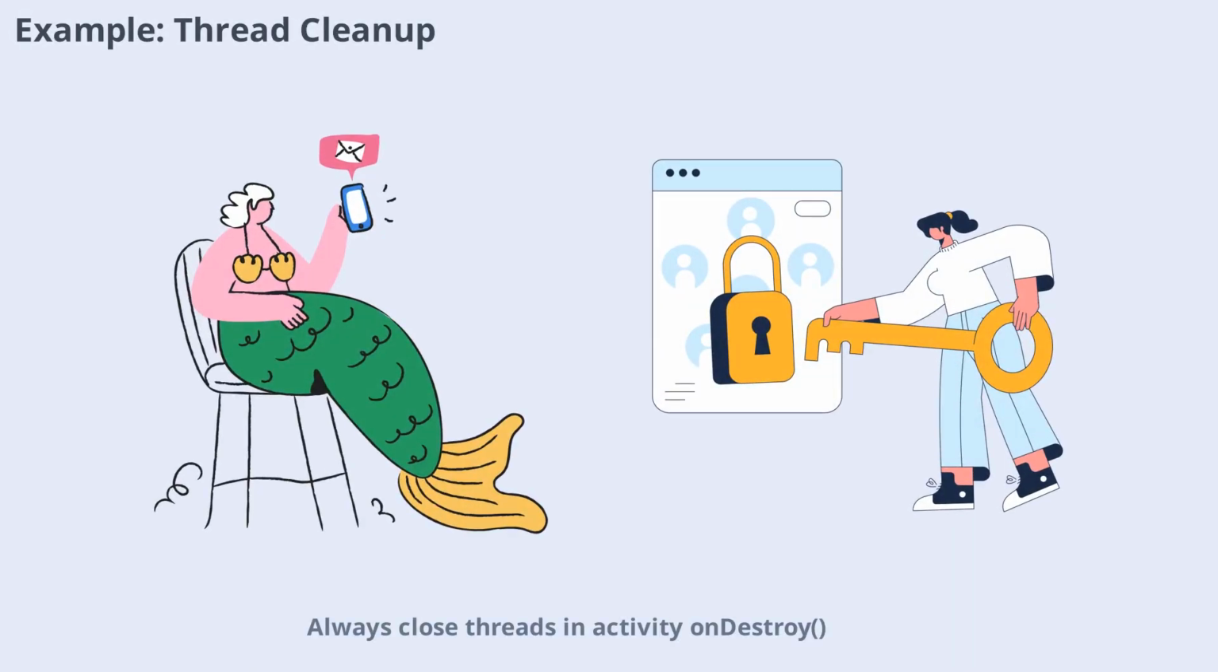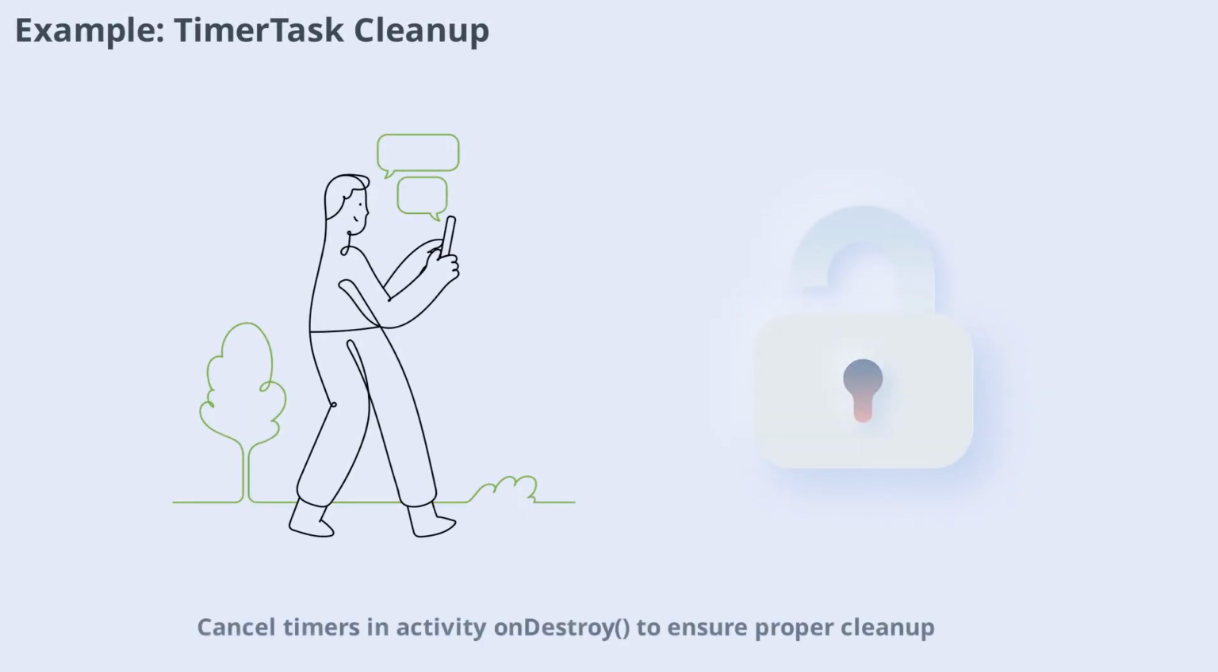Always close threads in activity onDestroy and avoid unnecessary references to activities. Proper lifecycle management ensures threads don't keep activities alive longer than necessary. Cancel timers in activity onDestroy to ensure proper cleanup. Managing timer task lifecycles carefully prevents leaks and keeps your app efficient.